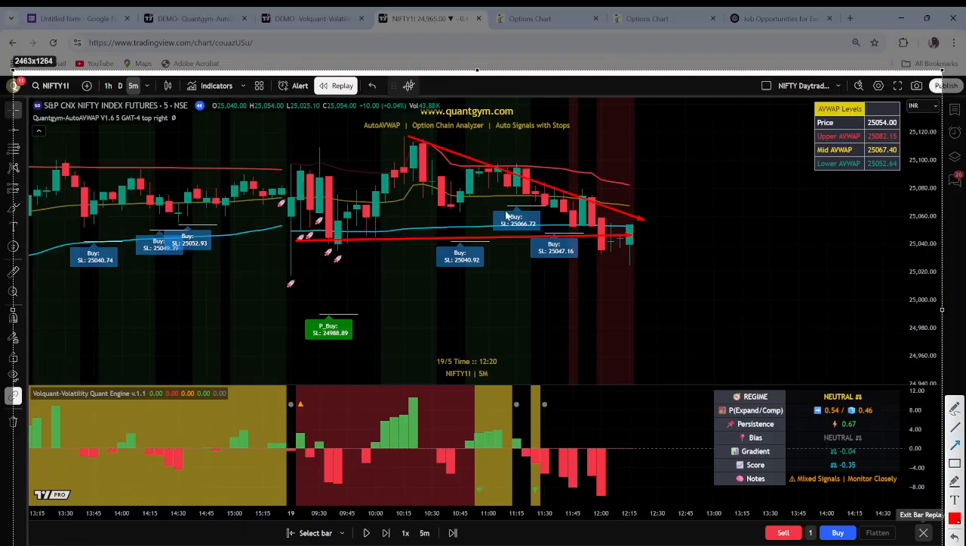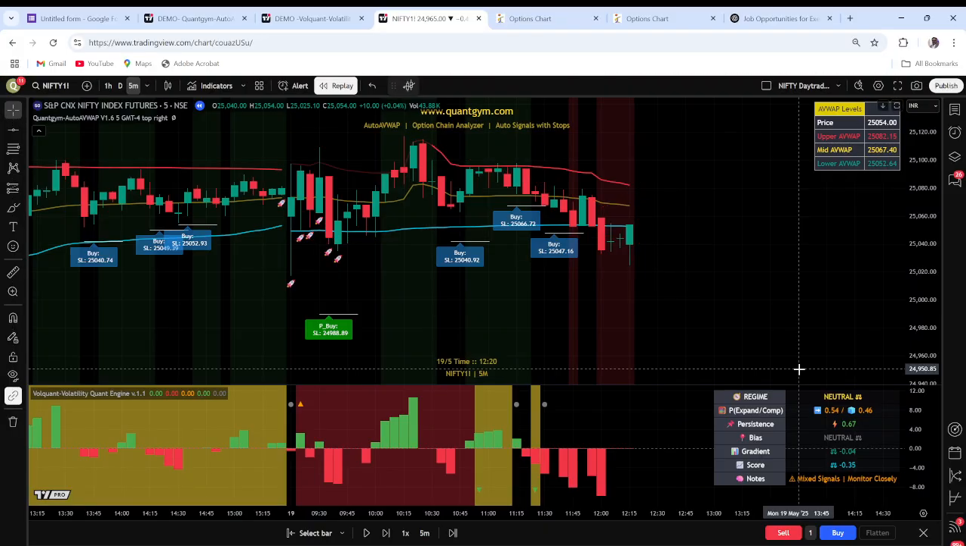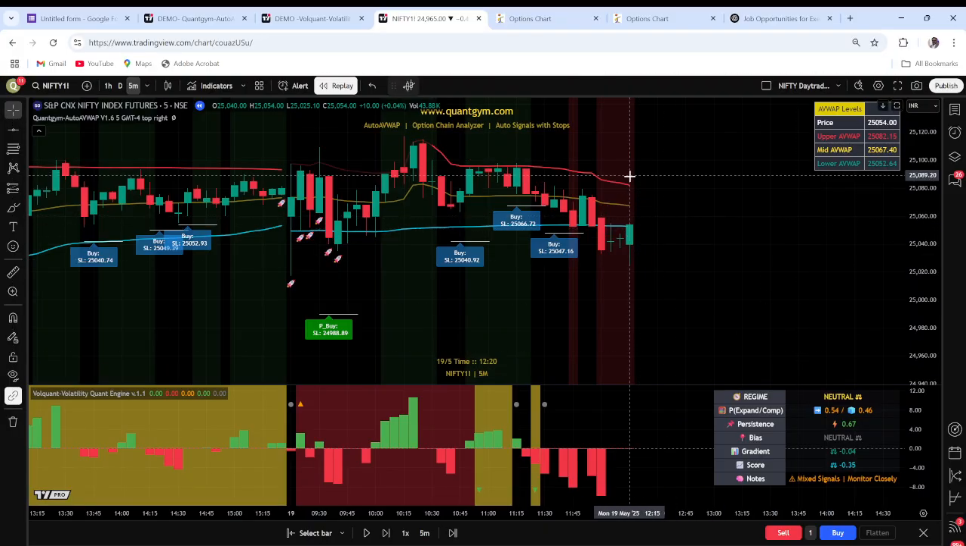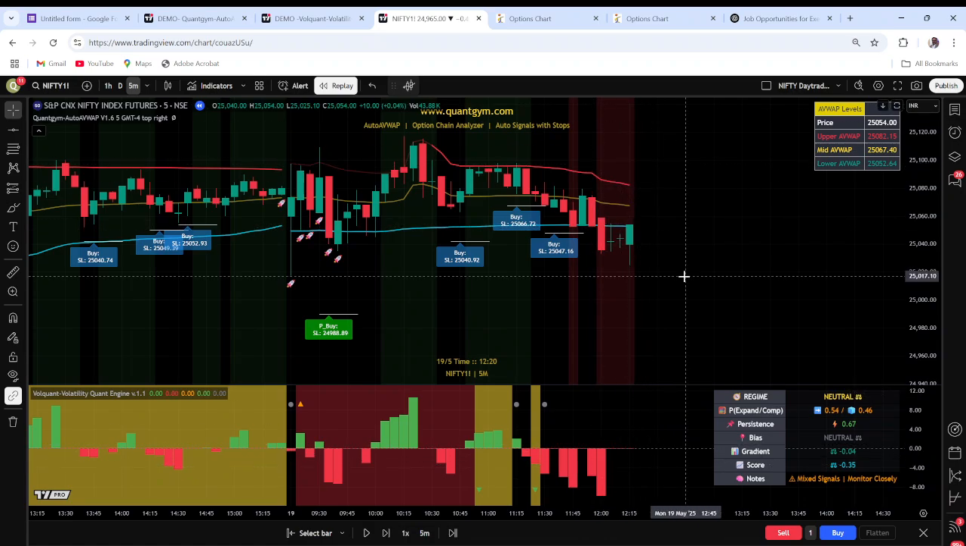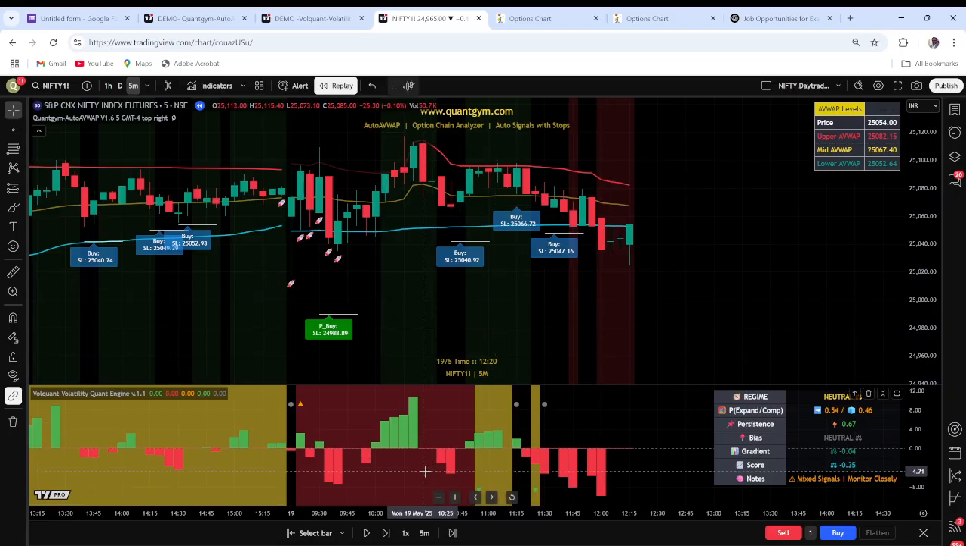So what happens when you make a triangle like this? When this breaks, it goes down here. If this breaks, it goes up here. So rather than drawing a triangle, what I'm now going to do is, if it goes above this upper AVWAP, this starts to expand and this starts to give me green, then probably this will be a buy. Otherwise, if this breaks there, it becomes red, it starts to expand, this will be a sell. Let us see.